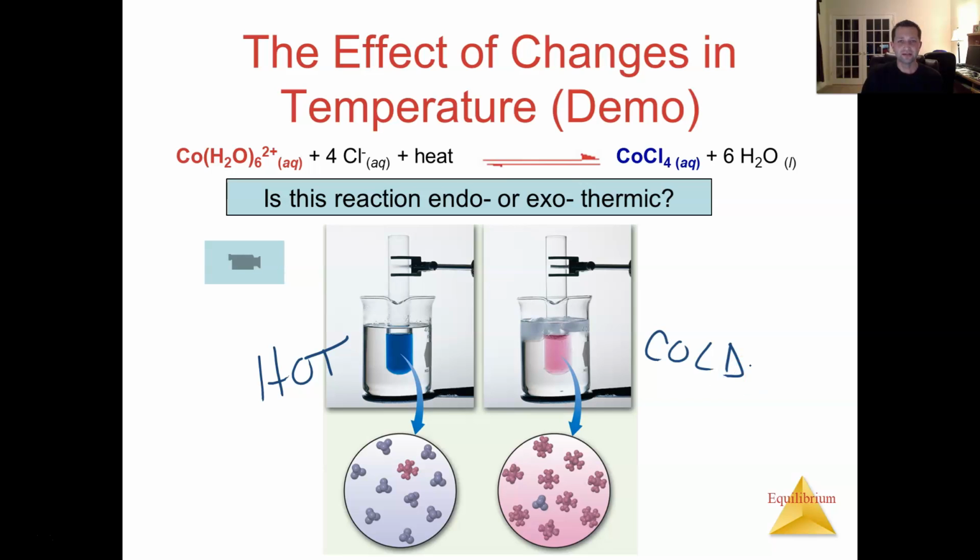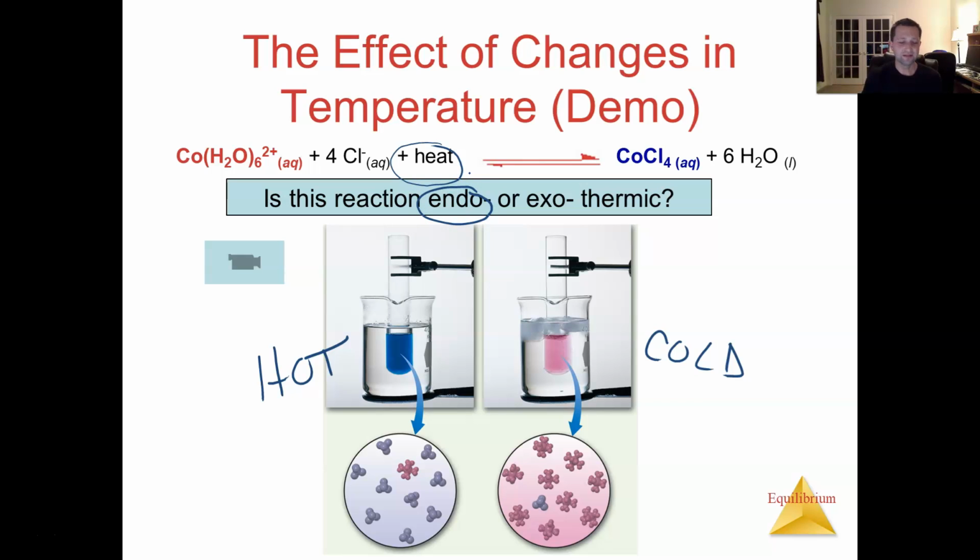So what we want to do is take a look at, is this reaction endothermic or exothermic? So you have to see where the heat variable is. Heat is on the reactant side. So if heat or energy is on the reactant side, what does that mean? Well, it means it's an endothermic reaction.